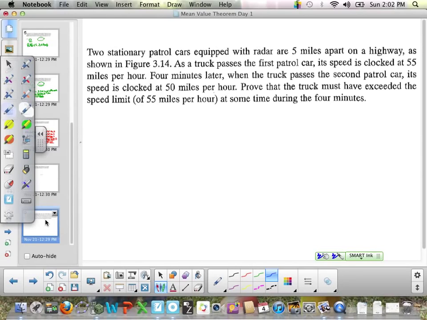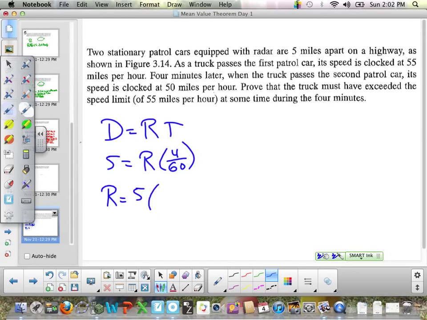We can find the average rate of change using the distance equals rate times time equation. We know the distance is 5 miles. We're looking for the rate, and the time is 4 minutes. And in an hour, that's 4/60ths of an hour. So it's 5 miles equals rate times 4/60. Multiply both sides by the reciprocal. The rate equals 5 times 60/4. 60 over 4 is 15.